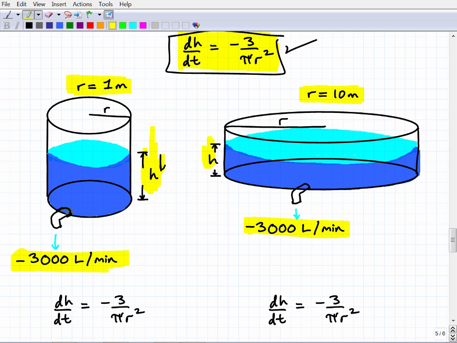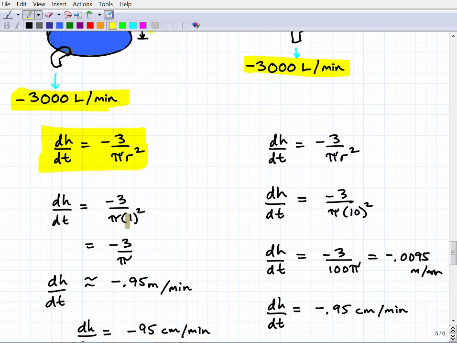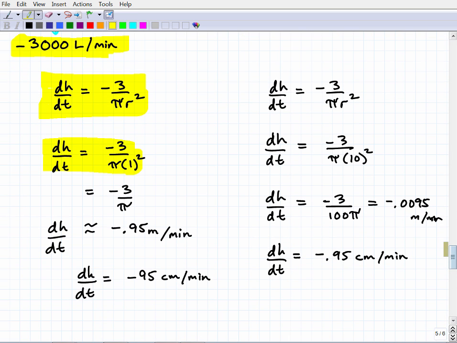So let's take a look at what the rate of change is. Okay, dh/dt is going to be, when it's 1 meter, so here is our solution. And you can see here, all I need to do is just plug in the radius here, and that is 1 meter. So here's just the math, or I'll spare you all the details. But we end up getting negative 0.95 meters per minute. But as most of you are probably very familiar with the metric system, negative 0.95 meters is the same thing as 95 centimeters. So let's just use this number, and I'll tell you here in a second why.